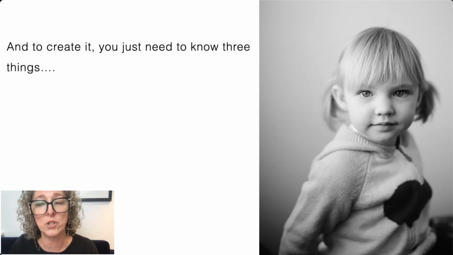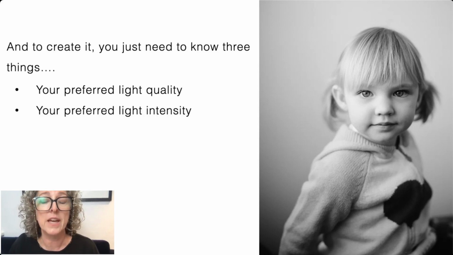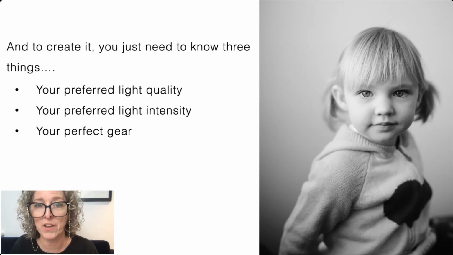So to create whatever natural looking light means for you, you really just need to know three things. Okay. And I want you guys to take notes on this because we're going to work through all of this right now in this presentation. So the first thing you need to know is what is your preferred light quality? And then what is your preferred light intensity? Those are the two big questions you need to be asking yourself. And then of course you need the right gear, right? So let me just get in and show you how easy this is.